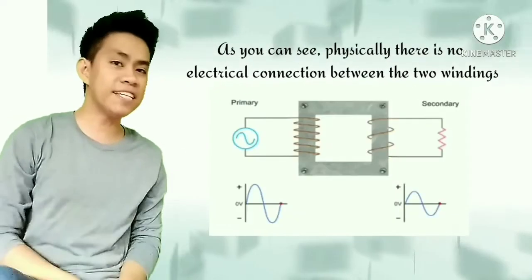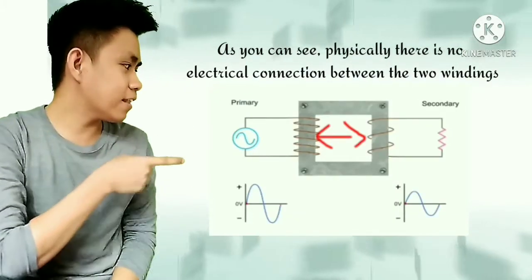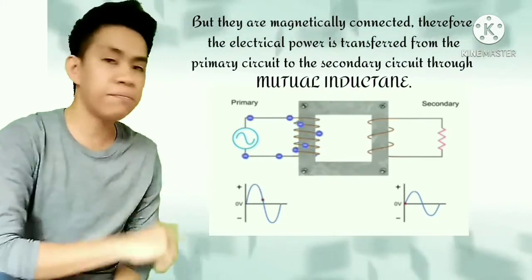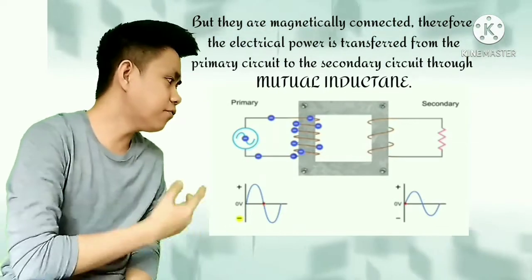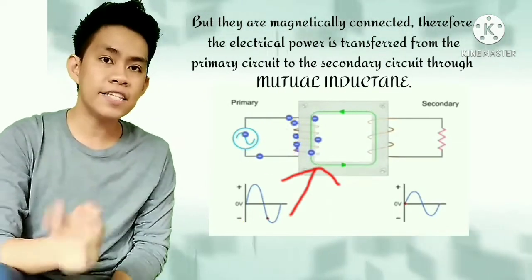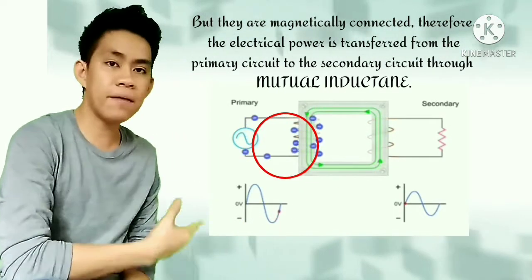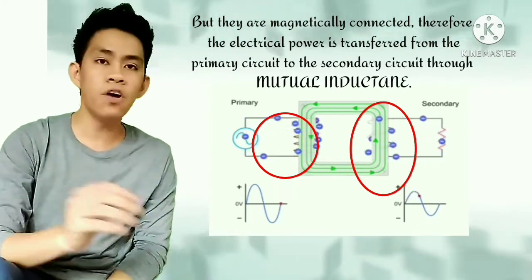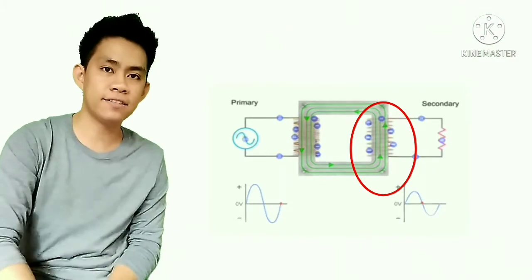As you can see, physically there is no electrical connection between the two windings, but they are magnetically connected. Therefore, the electrical power is transferred from the primary circuit to the secondary circuit through mutual induction.